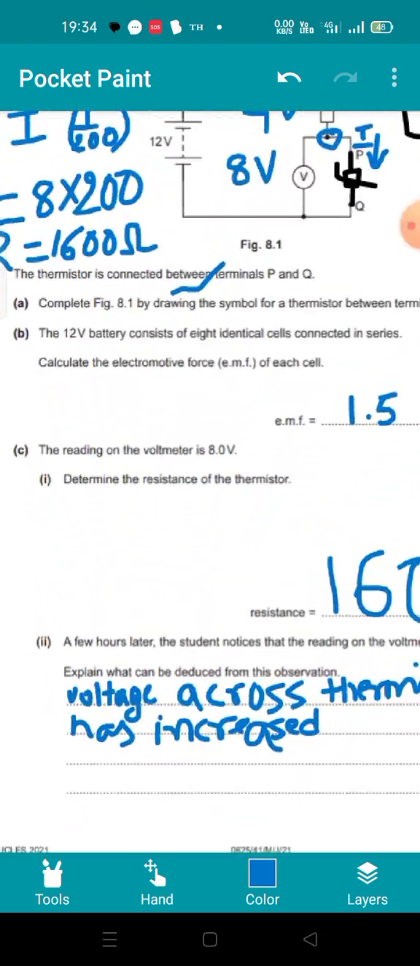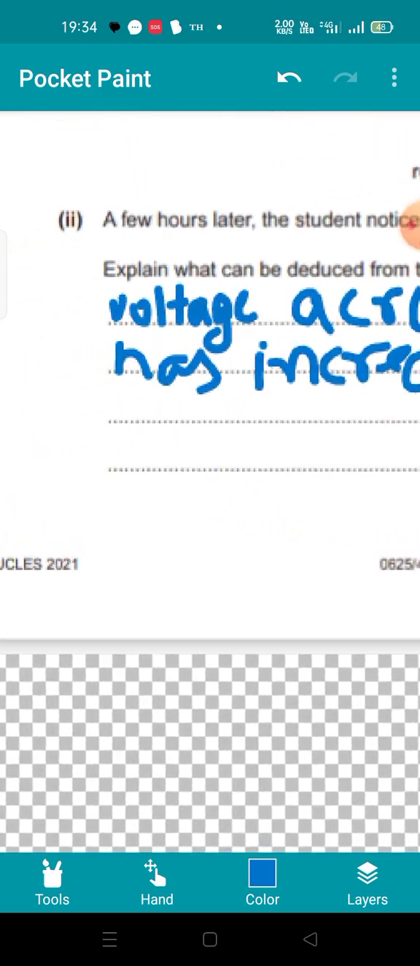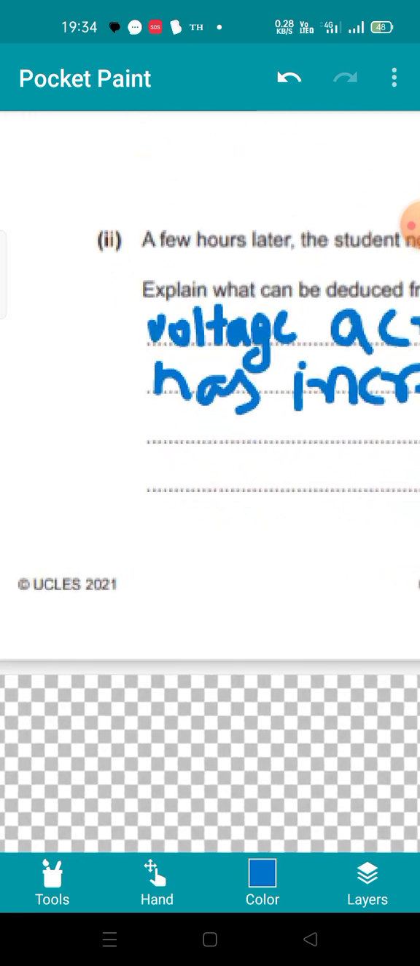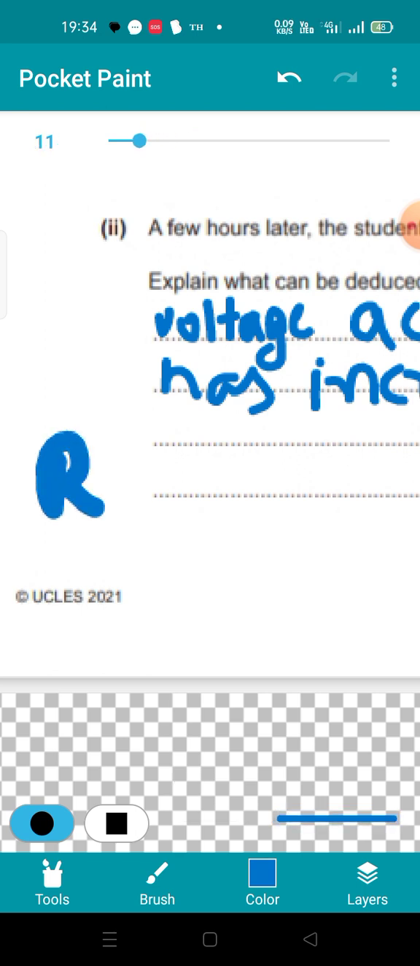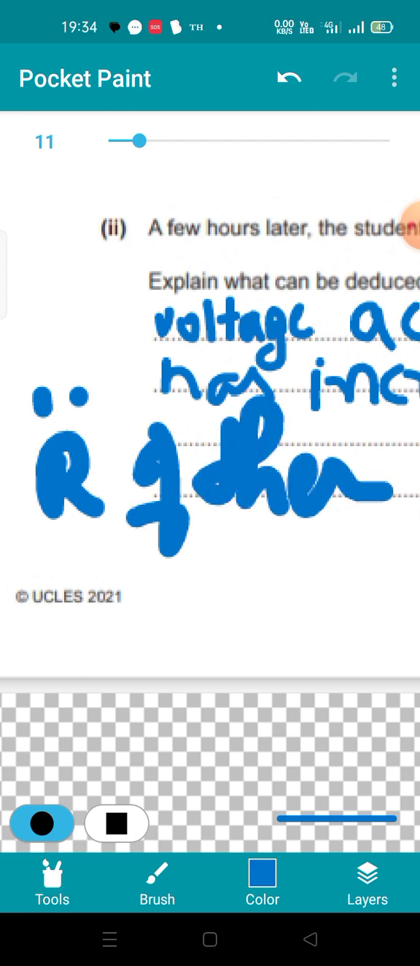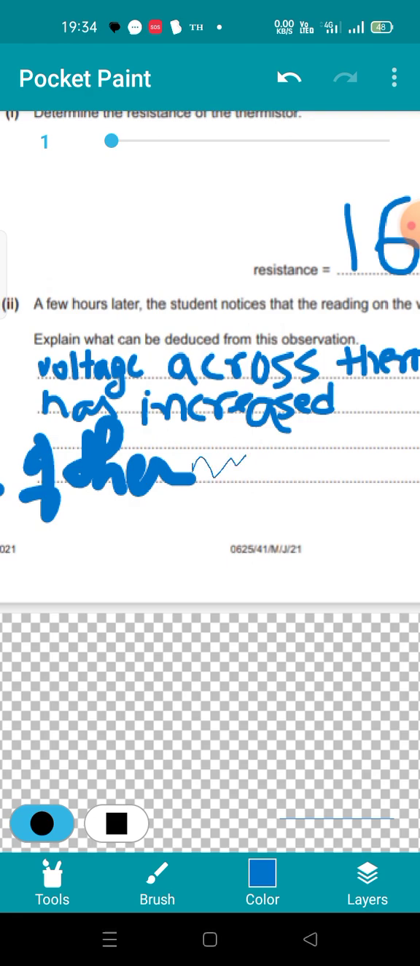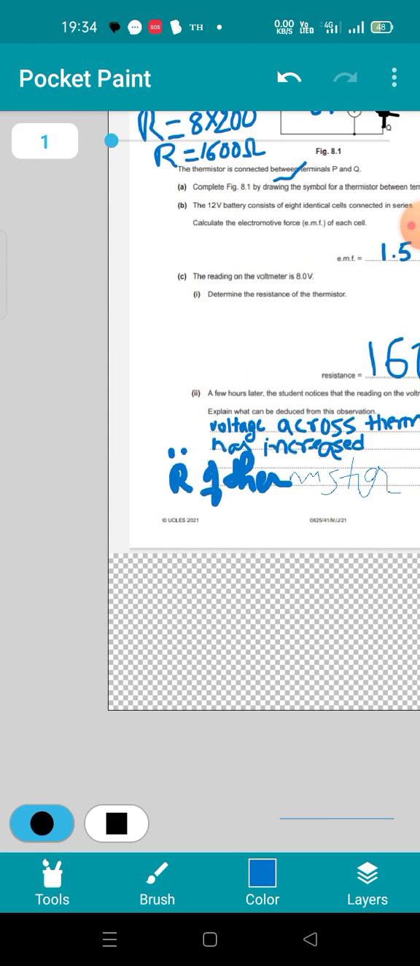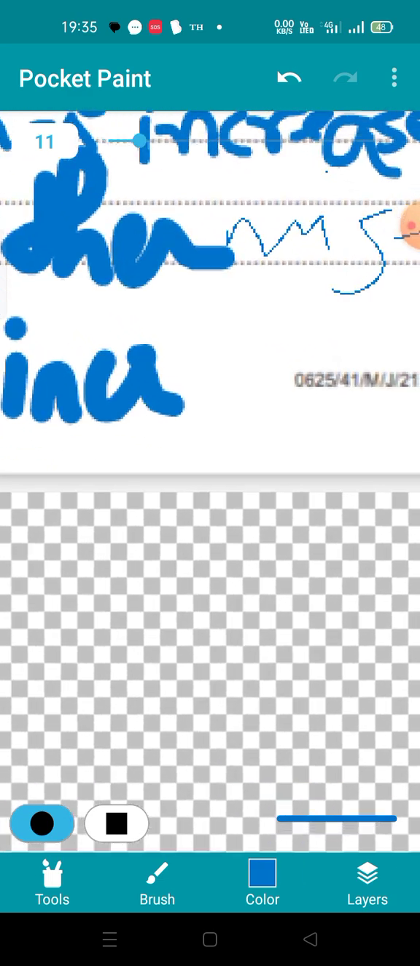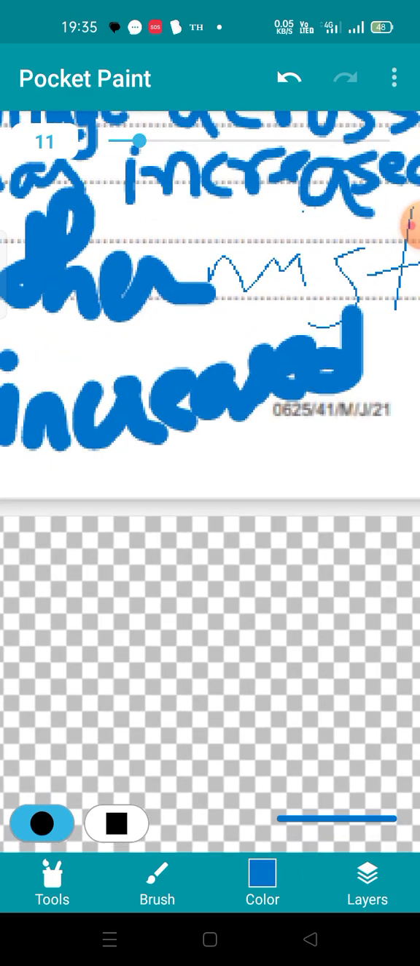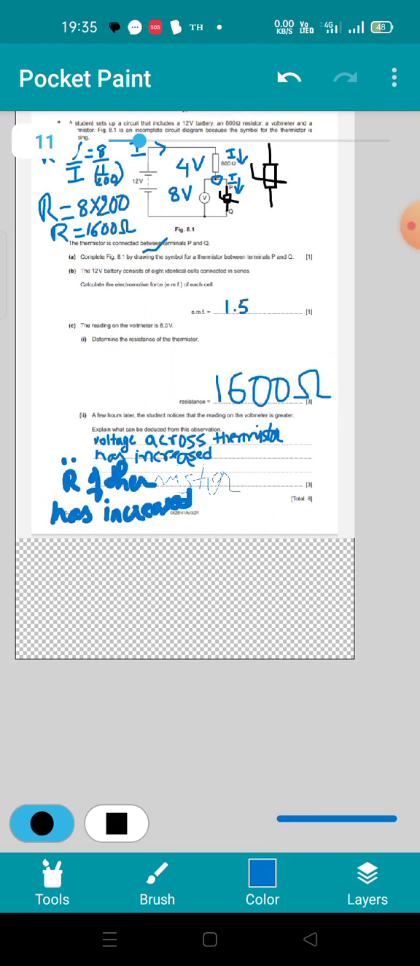So what is one more thing that can be deduced from this observation? We can say that R of thermistor has increased. I'm writing increased here. So that's the second thing that can be deduced. Voltage across the thermistor has increased. Why is it so? Because the voltmeter reads the potential difference across the thermistor. R of thermistor has increased.